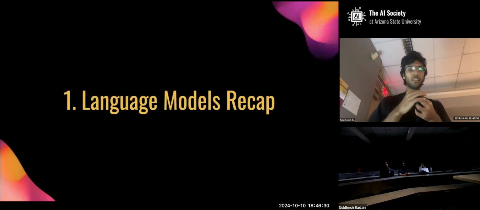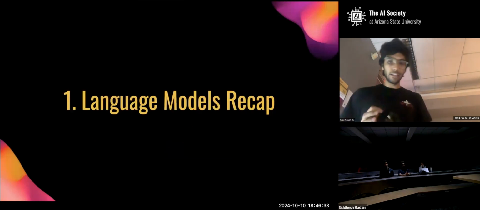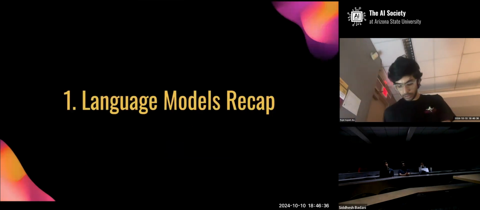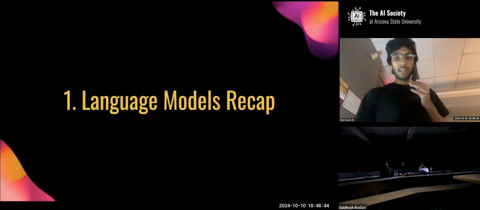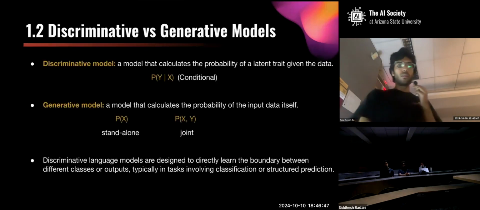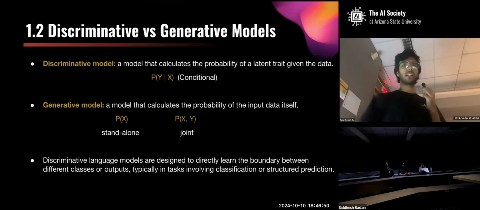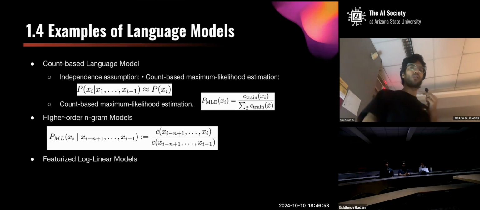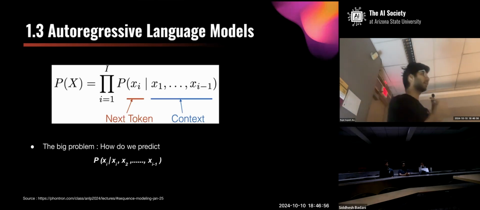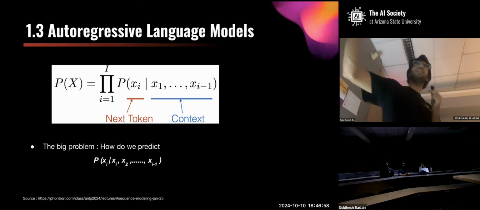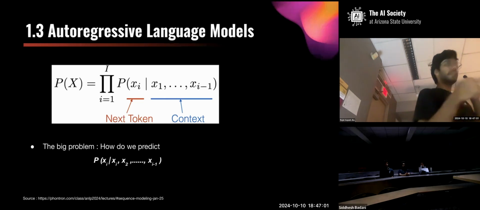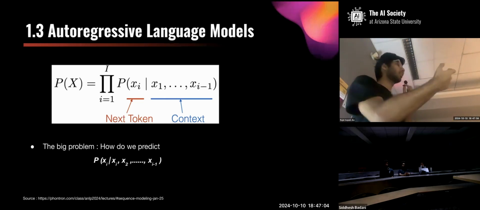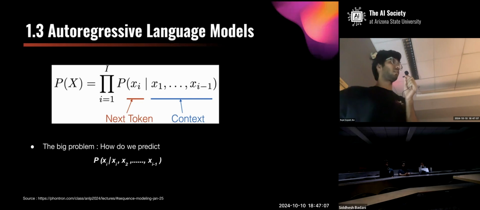In the previous workshop, we went over language models and studied different kinds of language models. We studied what language models are, what we mean by discriminative and generative models, and what autoregressive models are. All the models that you see nowadays, like GPT, are autoregressive. What I mean by autoregressive is that the next word that you want to predict is based on the previous words.